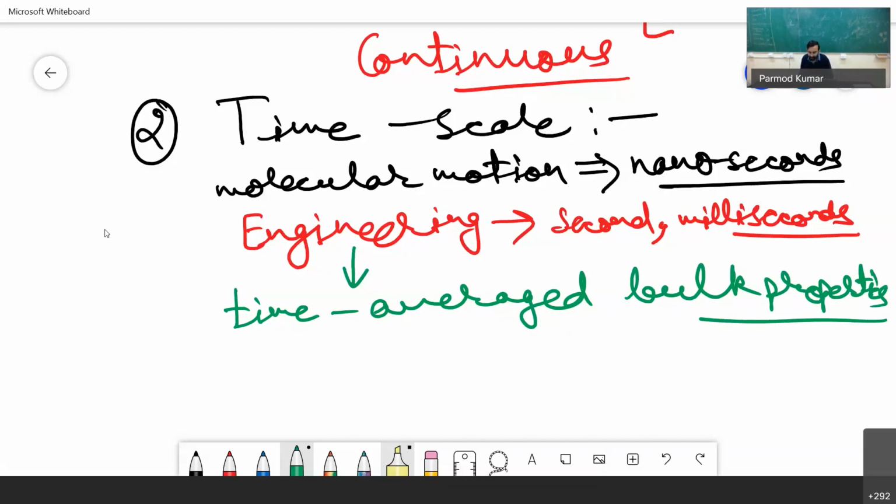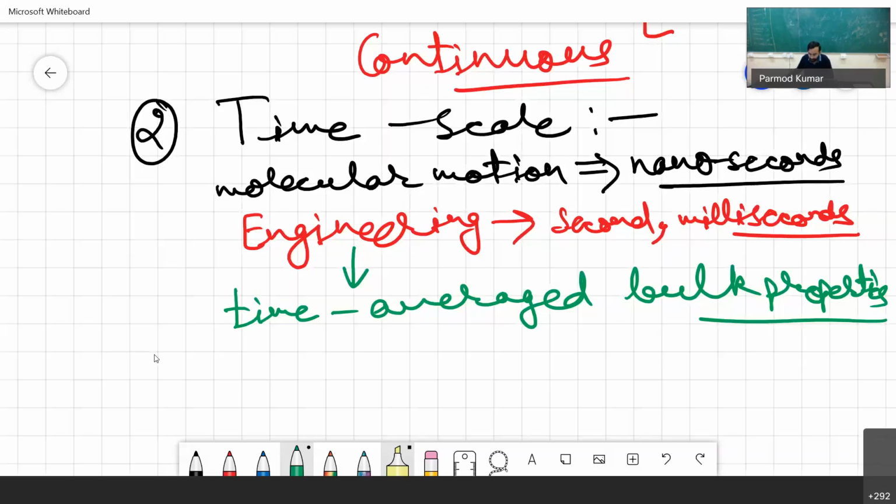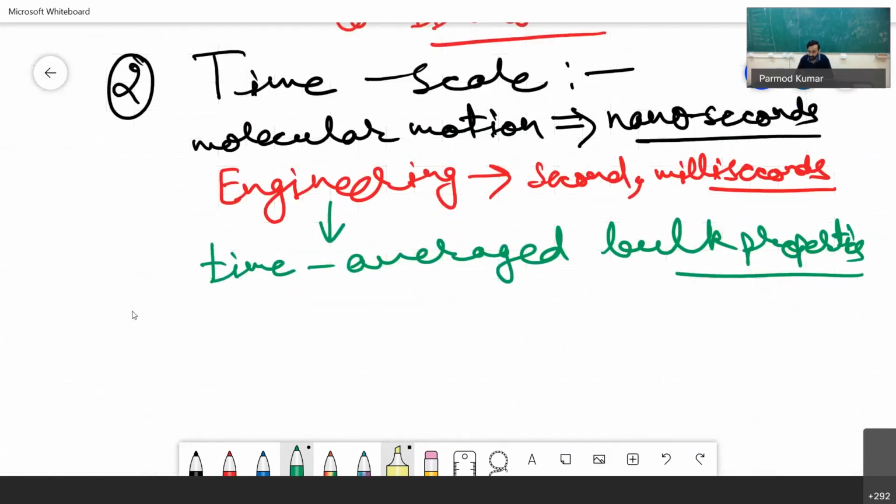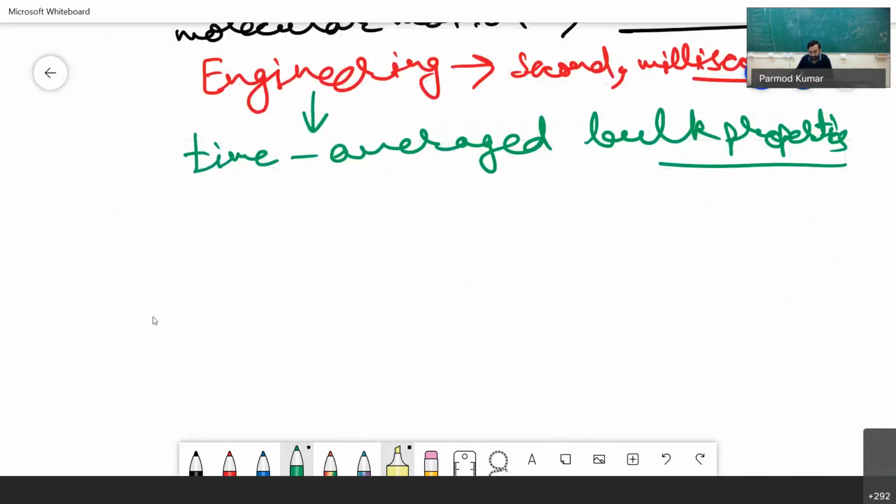These are the two very important conditions under which, if they are satisfied, we say that the assumption of continuum is valid for engineering applications. This is what we will be doing throughout this course, because all our applications are at the engineering length scale and engineering time scale. So we will analyze all our systems under the assumption of continuum, and study them from the concepts of classical thermodynamics.